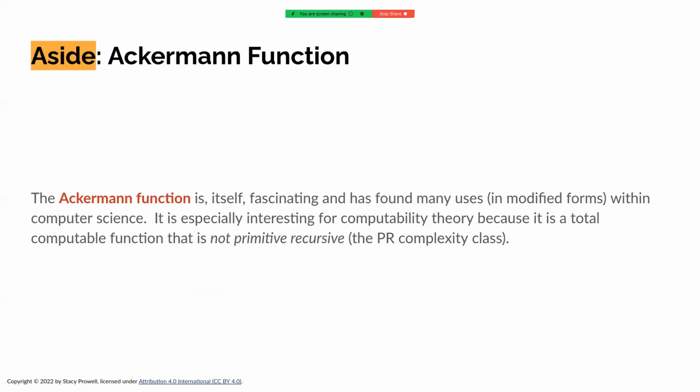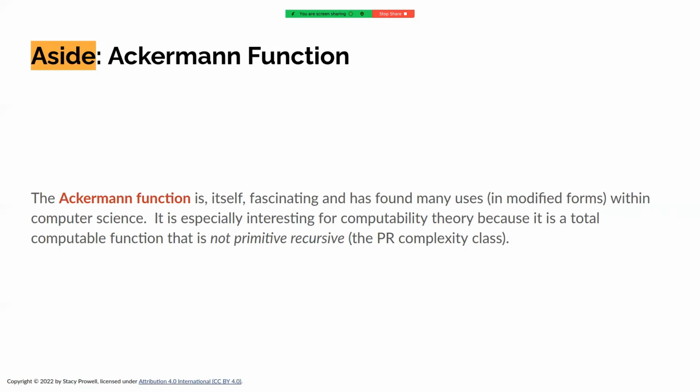It turns out it's the first function that proves that you can have a computable function, a total computable function, that is not primitive recursive. What does primitive recursive mean? A function is primitive recursive if you can convert your recursive program to a program that uses for loops. That's the best way I can think of to say it. And the Ackermann function is not.